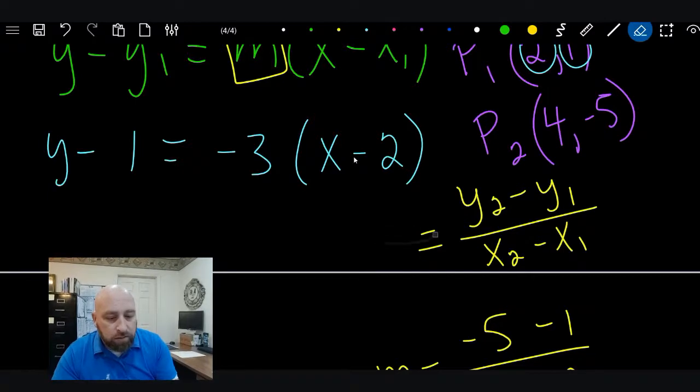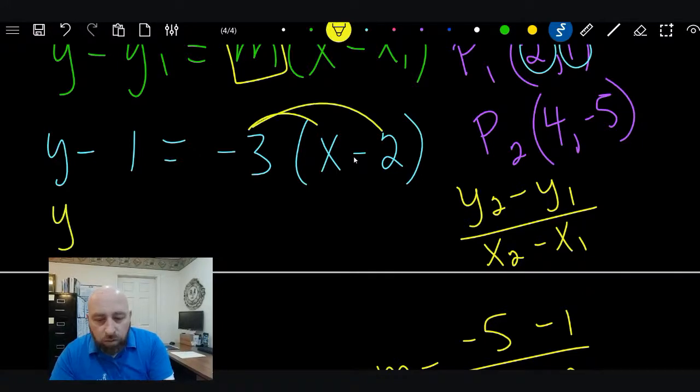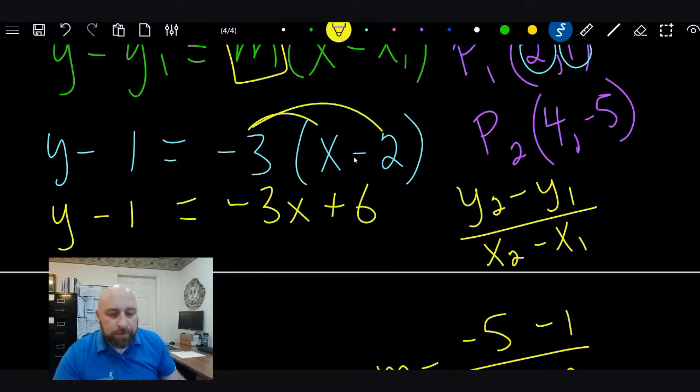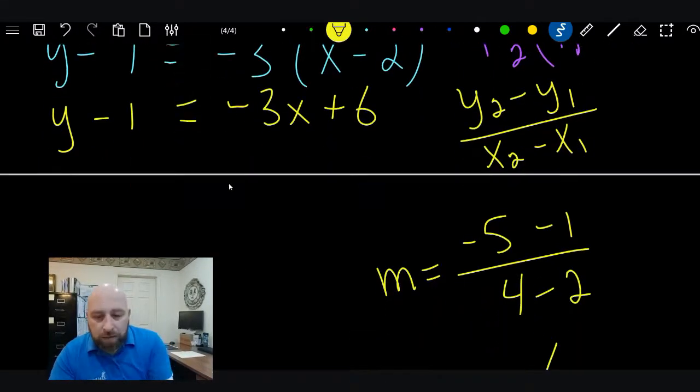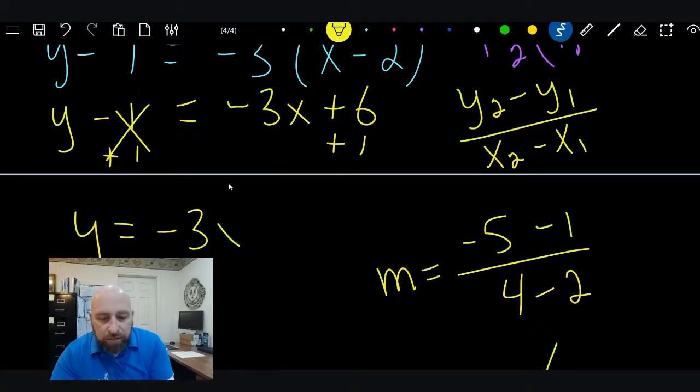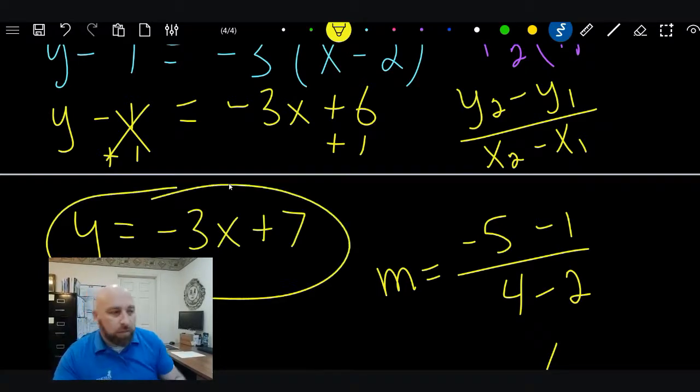Let me get rid of some of this. We would just go ahead and solve this equation, and we would distribute right there. So we get y minus 1 equals negative 3x plus 6. And then we would add 1 to both sides, and that would cancel out. We'd get y equals negative 3x plus 7. And that would be our answer. Y equals negative 3x plus 7.